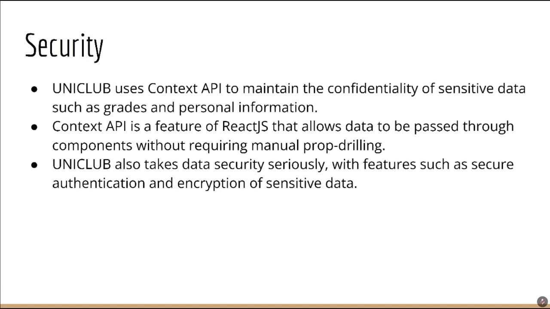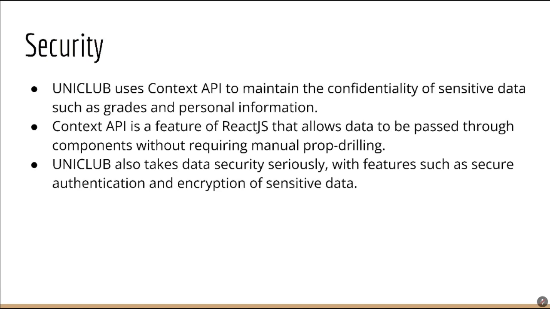Context API is a feature of React.js that allows data to be passed through components without requiring manual prop drilling, which essentially is when you take the prop and just keep passing that same prop through functions and creating multiple references for it, which over time really hampers security.